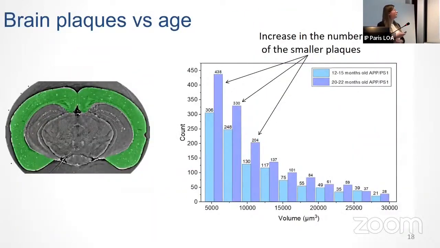And here you see the histogram of the volume of the plaques for the two mice, and we see a very big increase of the number of smaller plaques when the age of the mouse was increasing.